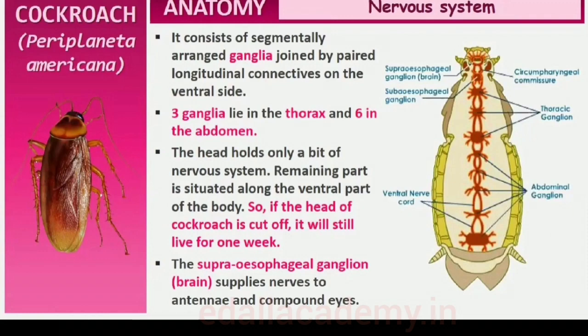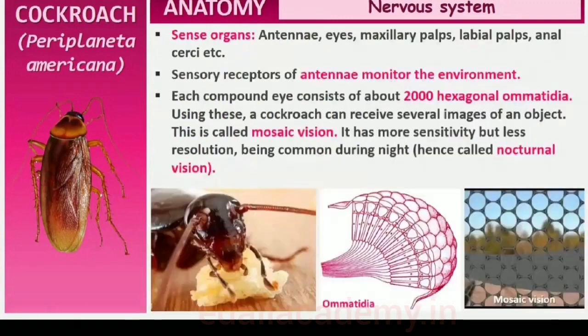In the head region, the brain is represented by the supraesophageal ganglion, which supplies nerves to antennae and compound eyes. In cockroach, the sense organs are antennae, eyes, maxillary palps, labial palps, anal cerci, etc. The compound eyes are situated at the dorsal surface of the head. Each eye consists of about 2000 hexagonal ommatidia, singular, ommatidium.